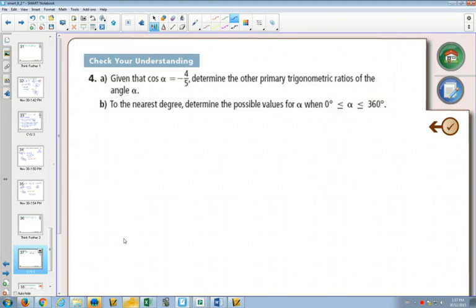Given that cos of alpha is negative 4/5, find the other trig ratios. And then in part B, solve for all possible values between 0 and 360 that could be angle alpha. So first of all, if we're going to solve this eventually, we have to figure out which quadrants this could be in.